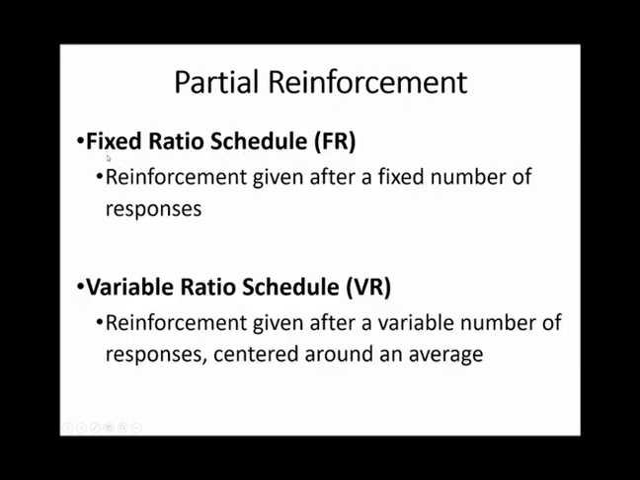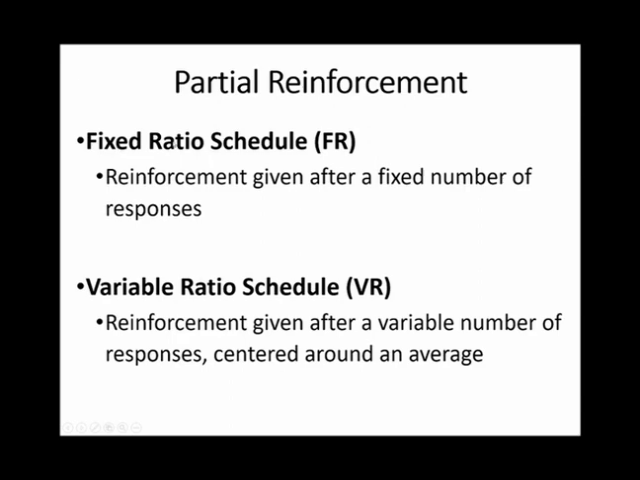And so if we want to look at our first of the 4 combinations we can have a fixed ratio schedule. So fixed is telling us it's going to be an absolute value. It's not going to be an average. It's going to be an exact. And ratio tells us it's going to be a number.